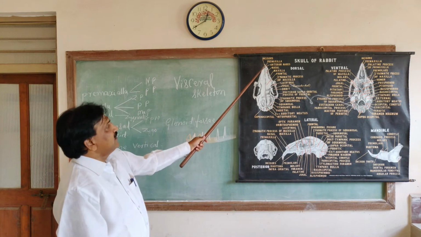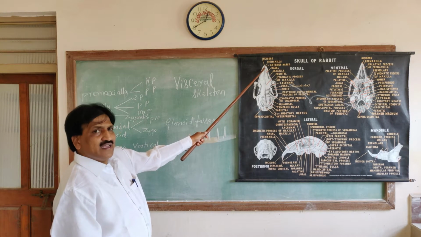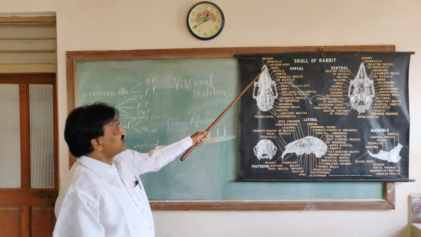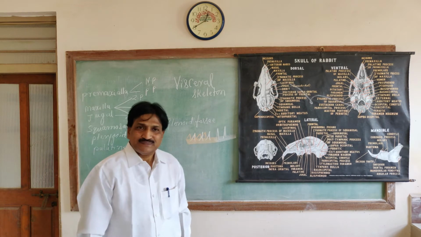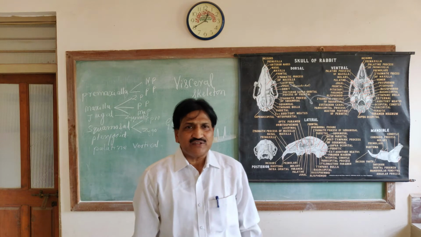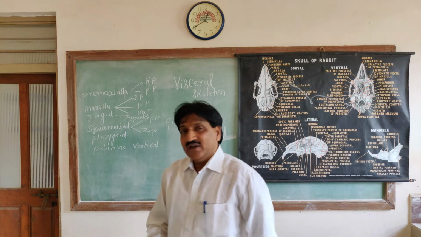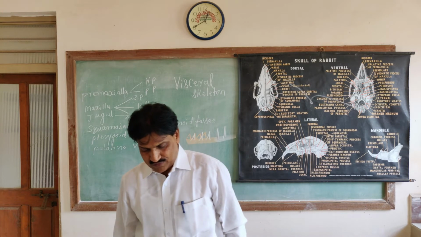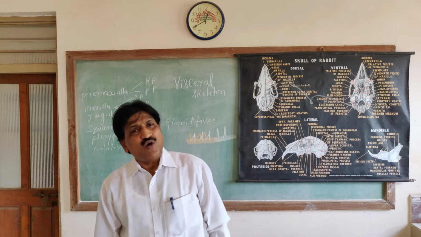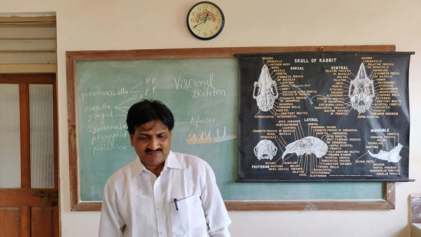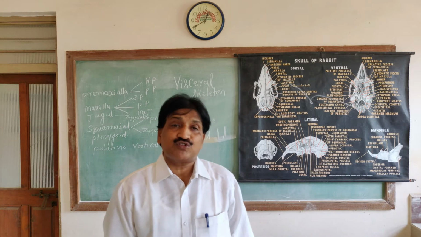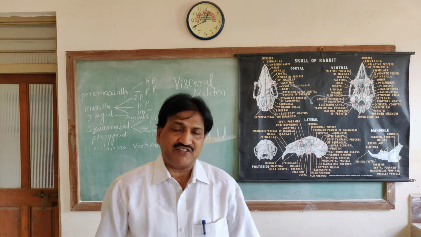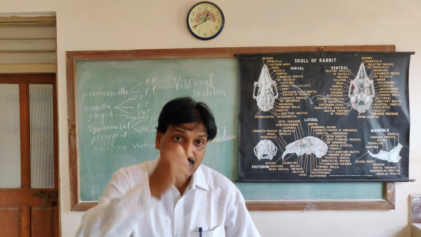Now here, the premaxilla is bearing the teeth, which are called the incisor teeth. This premaxilla produces two processes. One is called the nasal process and the second one is called the palatine process. I will tell you afterwards regarding the roof of the buccal cavity having the palatine bone.